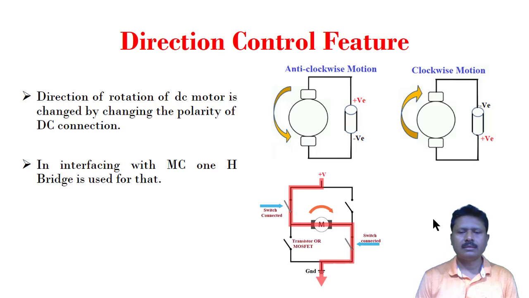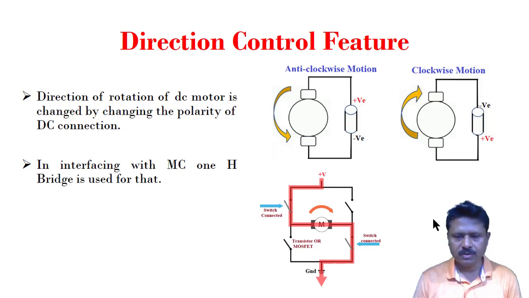Now we will access this DC motor in two types of work. One is the direction control, another one is the speed control. Direction control and speed control. Direction control means we will control the movement in a particular direction. Sometimes if we want to move the motor in clockwise direction and next in anti-clockwise direction, some controlling features should be there, so we will work on that.